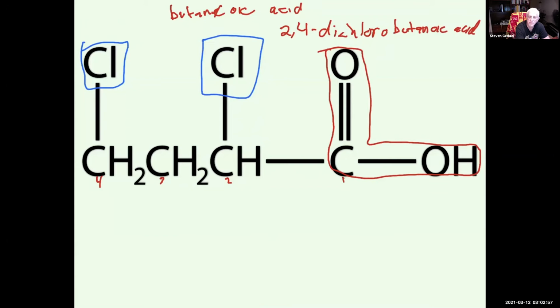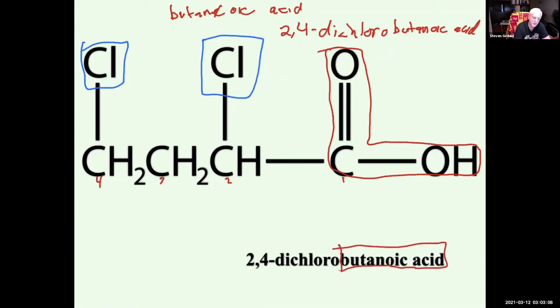2,4-dichlorobutanoic acid. Again, looking at the name, we break it down from the end. Butanoic acid. We have 4 carbons, carboxylic acid at the end. We have 2 chlorine groups. One's at number 2, and one's at number 4.